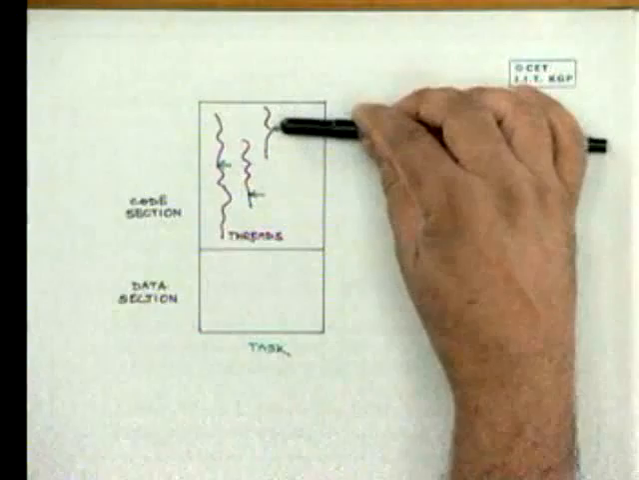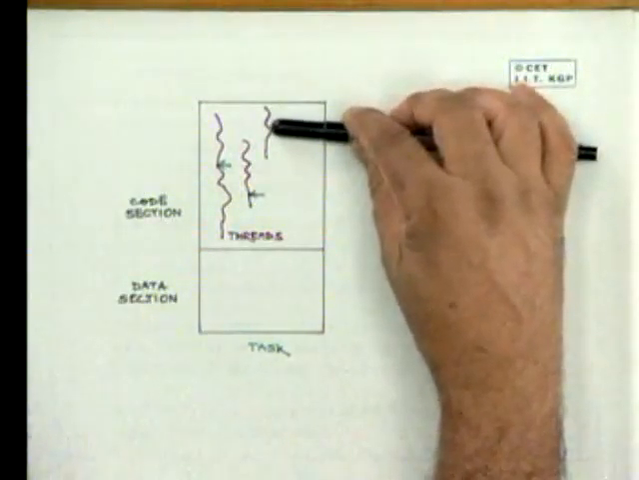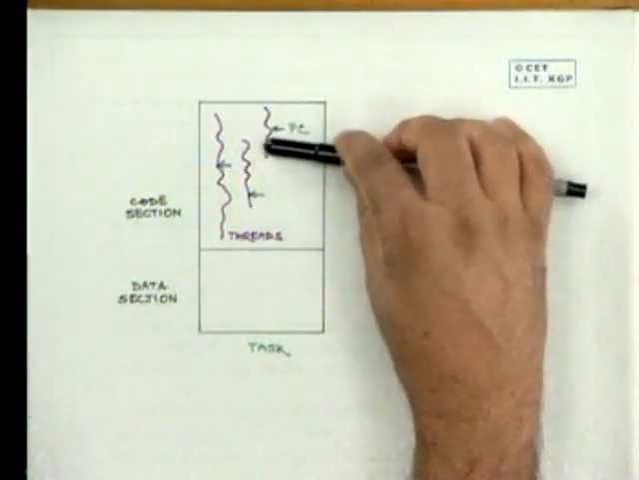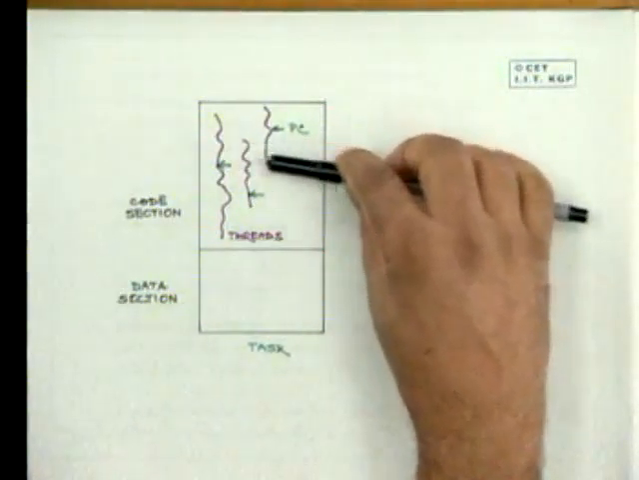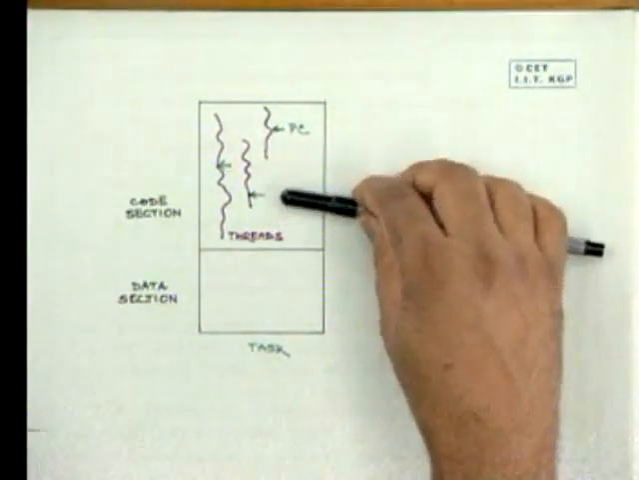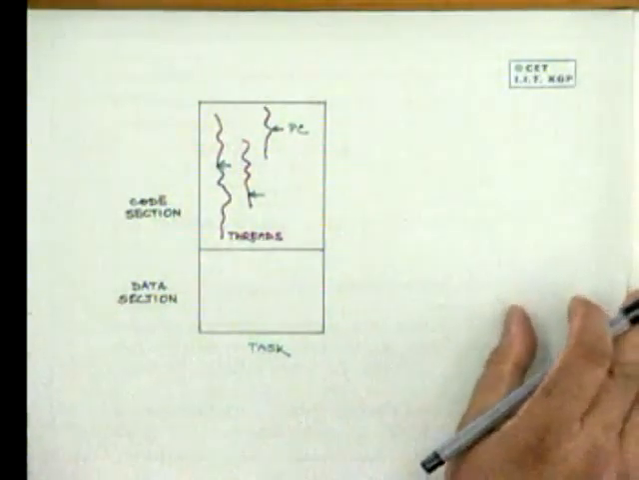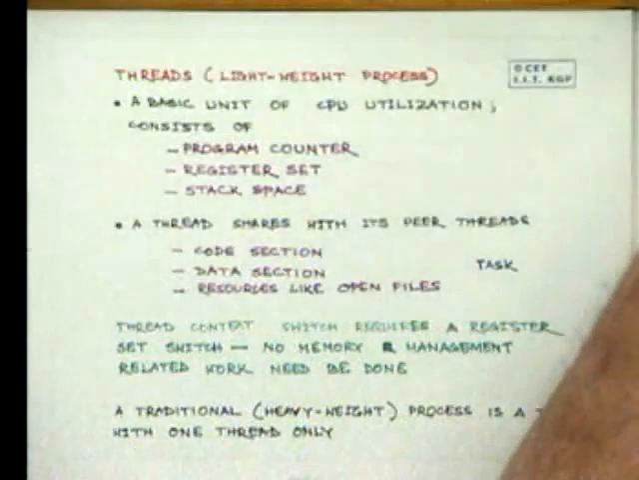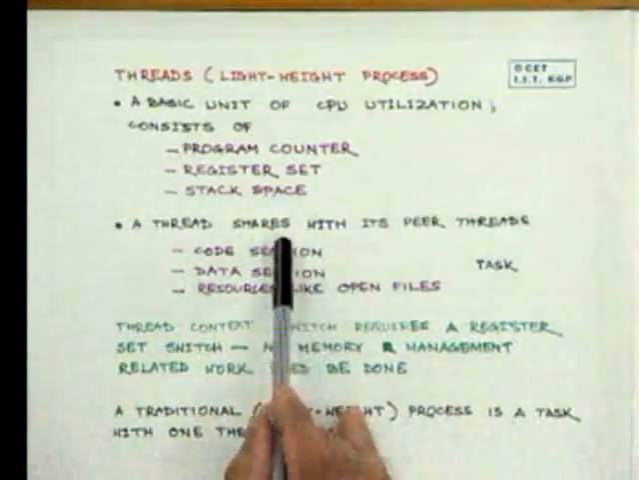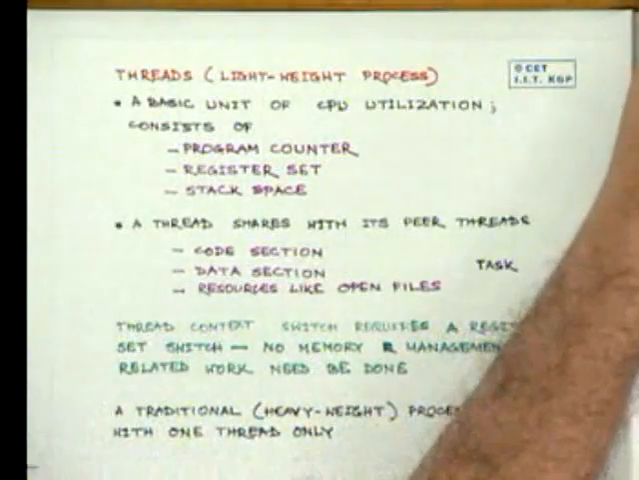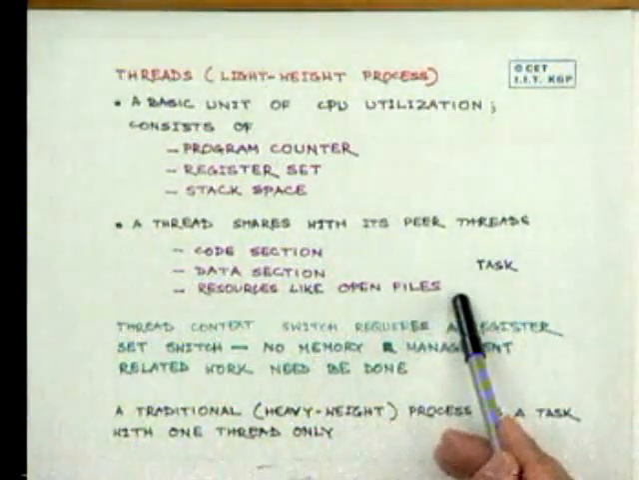So for example, here is the program counter for this thread. It will continue for some time until the thread ceases to execute, and possibly some other thread will start executing on a switch of the program counter and the registers, right? That is why we say that a thread shares with its peer threads the code section, the data section, and the resources like open files.